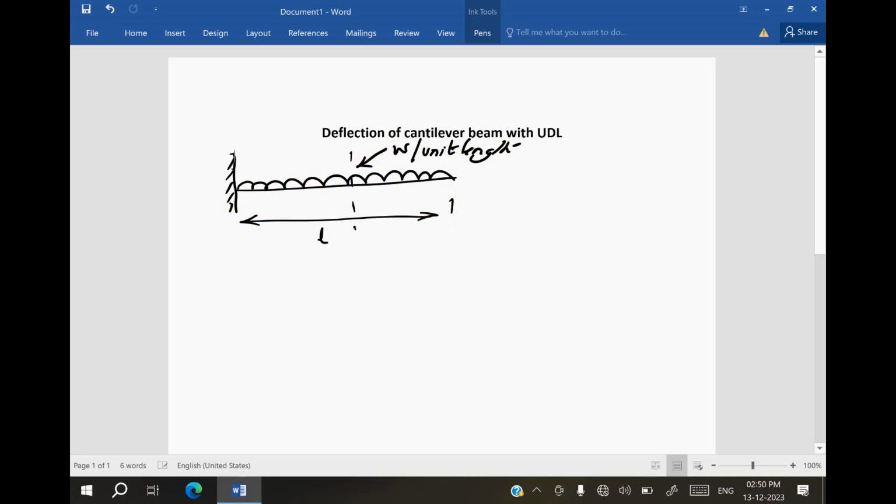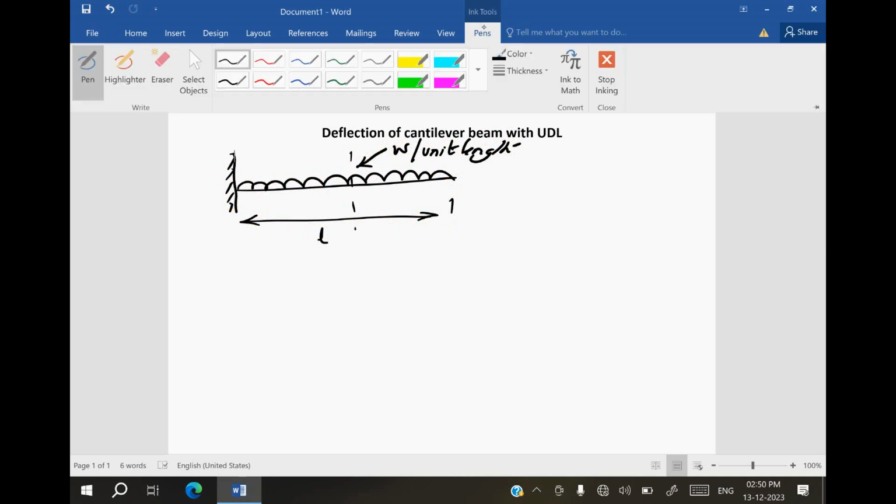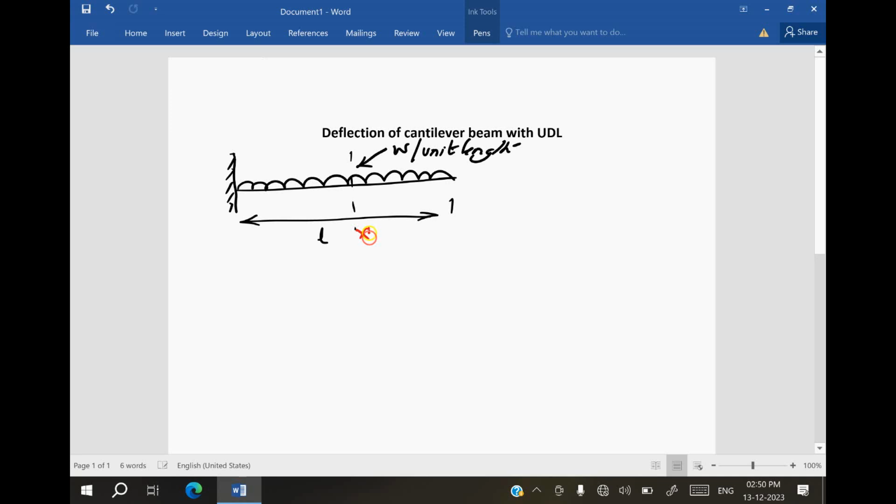Let me take a section over here. This section is XX, and let this distance be X. Now I will call this one A, and I will call this free end as B. So as usual, we have our differential equation EI d square y by dx square is equal to M.